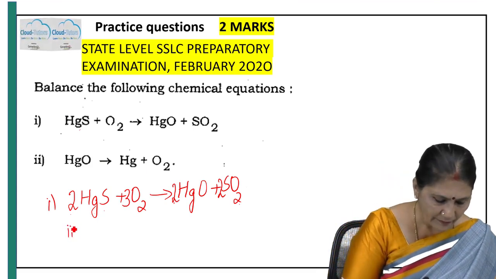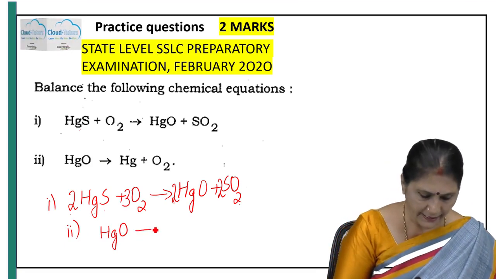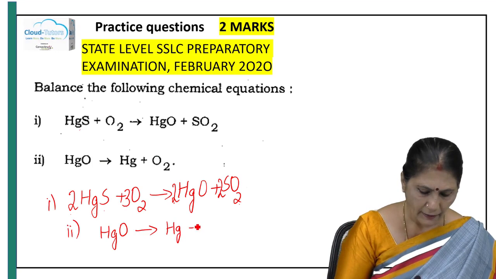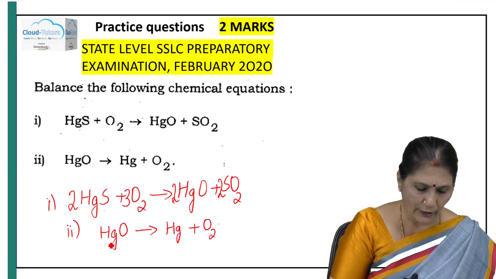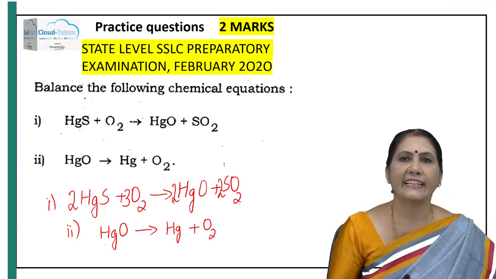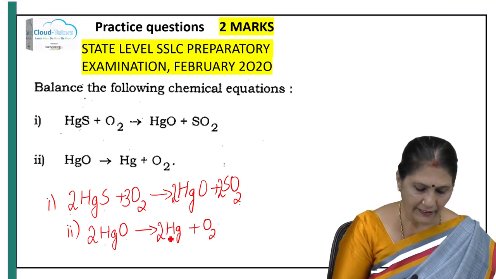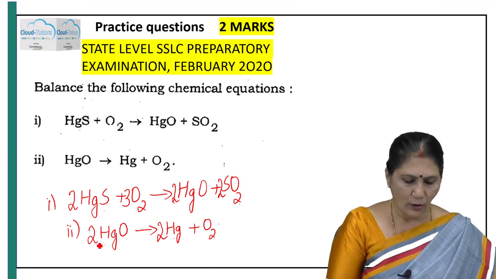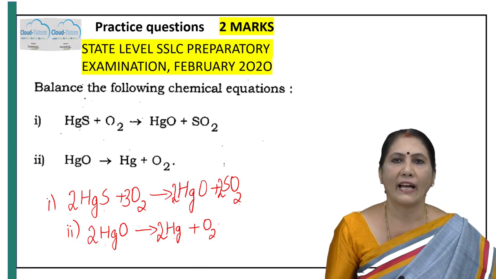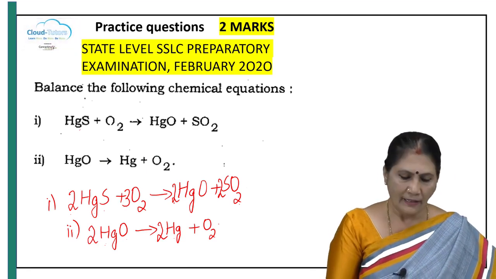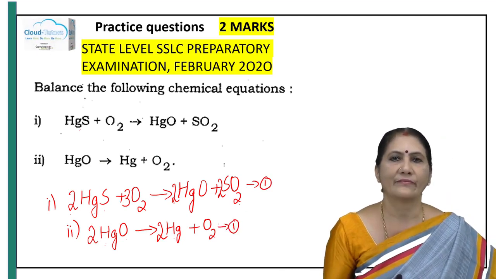Now, second equation. HgO, called mercuric oxide, gives mercury plus oxygen. Now quickly balance. Atoms of mercury are 1 on either side, but oxygen on the reactant side is 1. On the product side it is 2. So you have to write here 2 and then write here 2. So this is 2HgO gives 2Hg plus O2, which is the balanced equation. This question will fetch you 1 mark and this question will fetch you 1 mark.